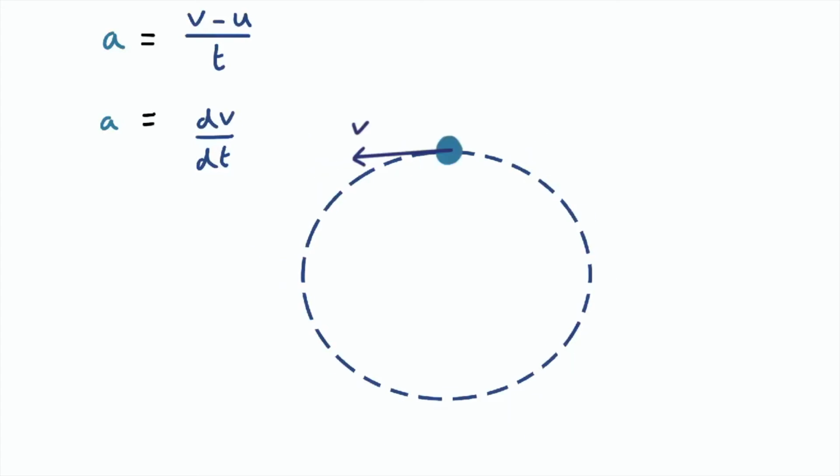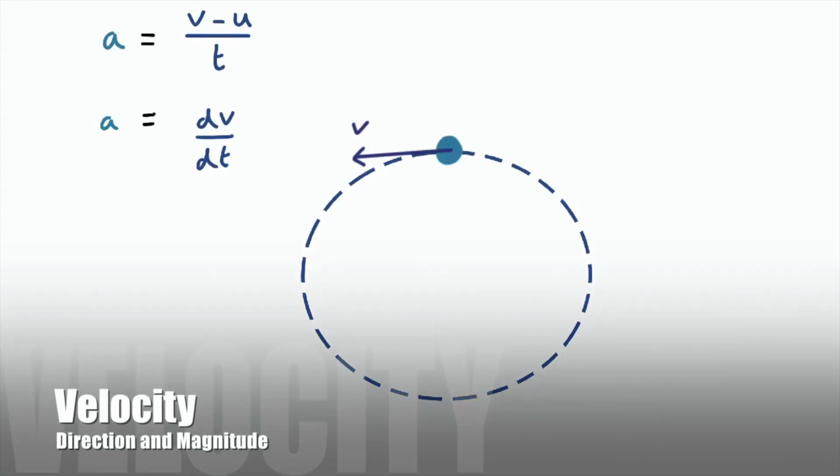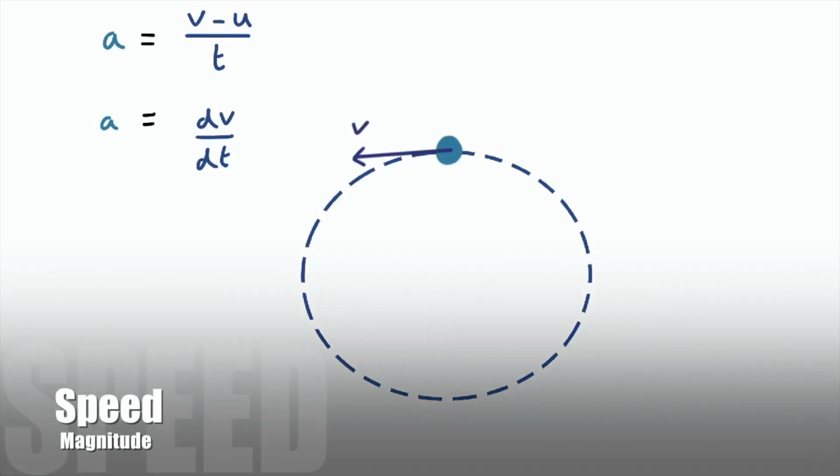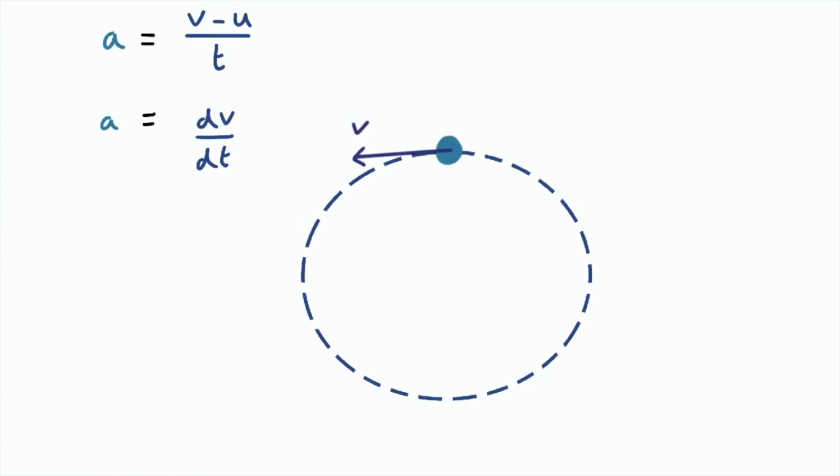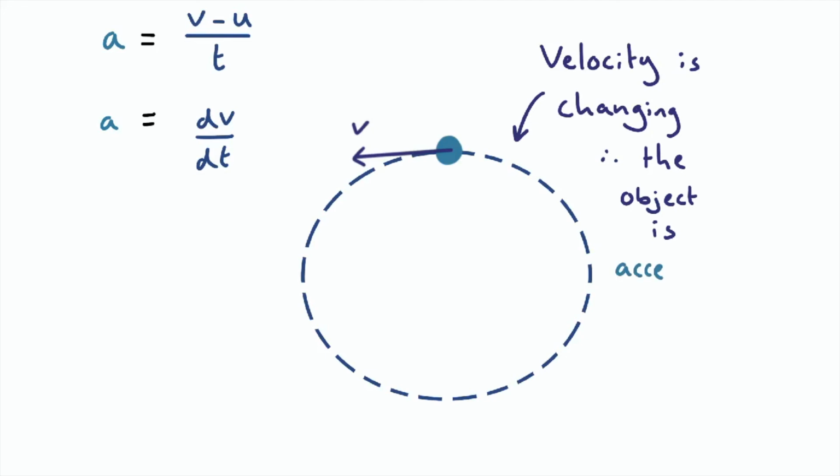We need to remember that velocity is a vector quantity, so it has both direction and magnitude, and speed is a scalar quantity, so it only has the magnitude or size. So in this case, the speed is constant, but the object is constantly changing direction, so that means the velocity must also be changing. And since the velocity is changing when an object is moving in a circle, this means that it must be accelerating. Circles! Who knew? And that brings us on to the next topic we're going to start, which is circular motion.